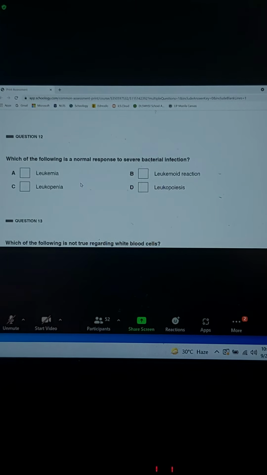Kapag leukemia po, mga blast, pag leukemoid reaction, mga mature neutrophils. Okay. So sa leukemia, makikita mo na mga blast or mga immature white blood cells. Pag leukemoid reaction, you will see mature neutrophils with toxic granulation. Leukopenia, this is decreased WBC count, so definitely C is not correct. And then your leukopoiesis is the process by which your white blood cells are being produced, so regardless kung normal or abnormal response.